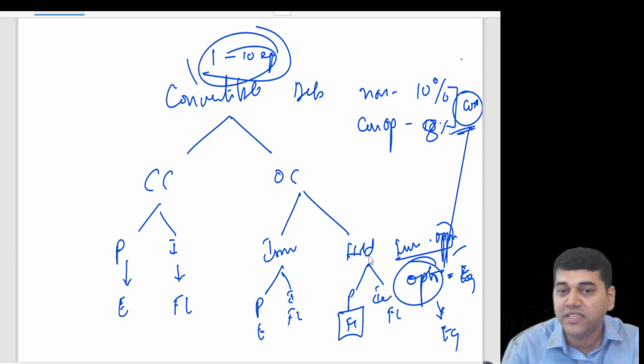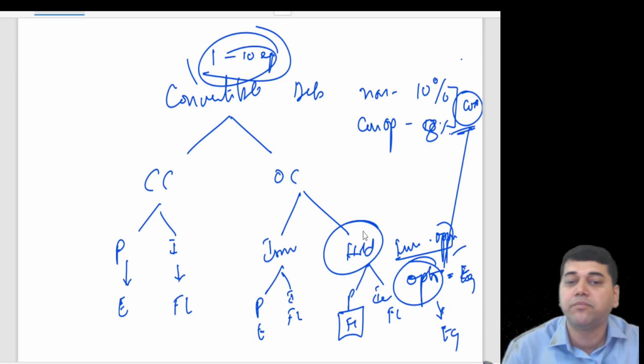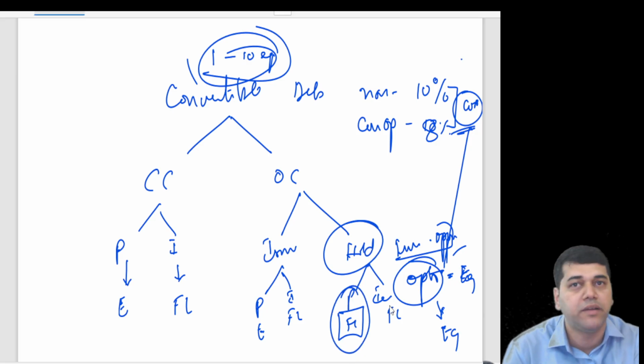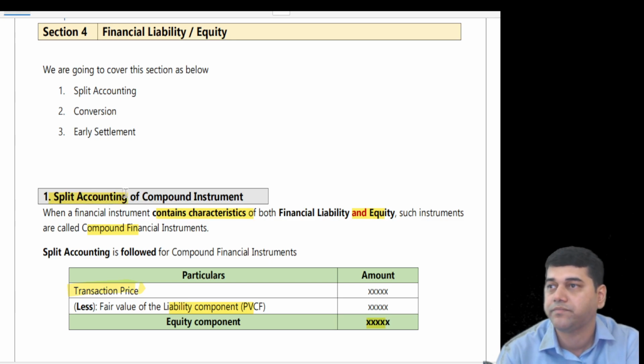So I need to split the transaction price into financial liability and equity. This is called split accounting. We'll do the problem and understand it better.